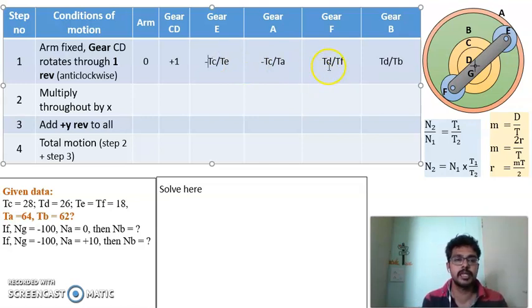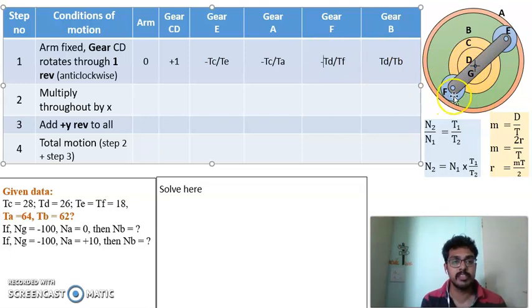Now, let us come to gear F. Gear F is meshing with gear D. Gear D is rotating in the anti-clockwise sense. Therefore, since F is meshing externally with gear D, the direction of rotation of F will be opposite to that of D. So, since D is anti-clockwise, therefore F will be clockwise. So, I will add a minus sign.